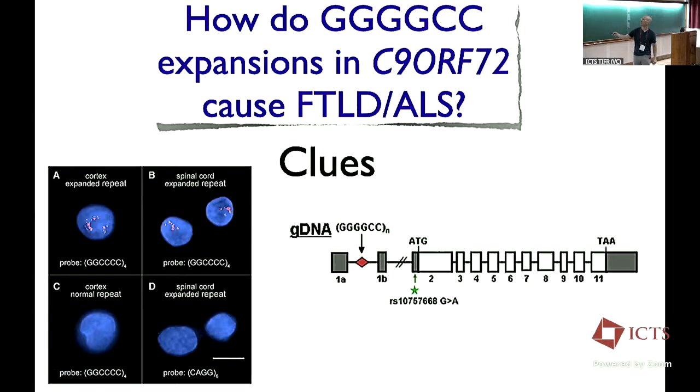And the other thing is this repeat is in the intron of the non-coding part of the gene. And it's a massive expansion and it's GC rich. So what are some potential mechanisms in which having this massive expansion could cause disease?